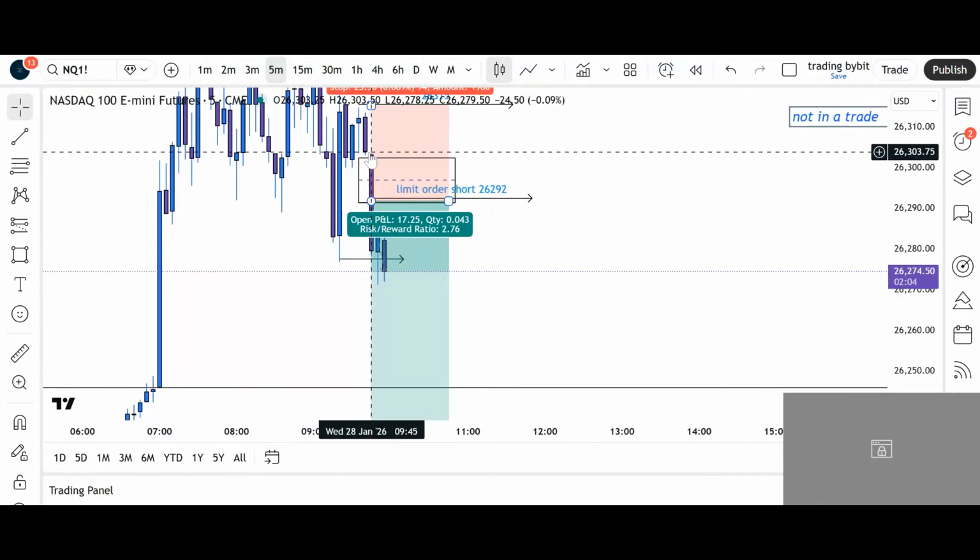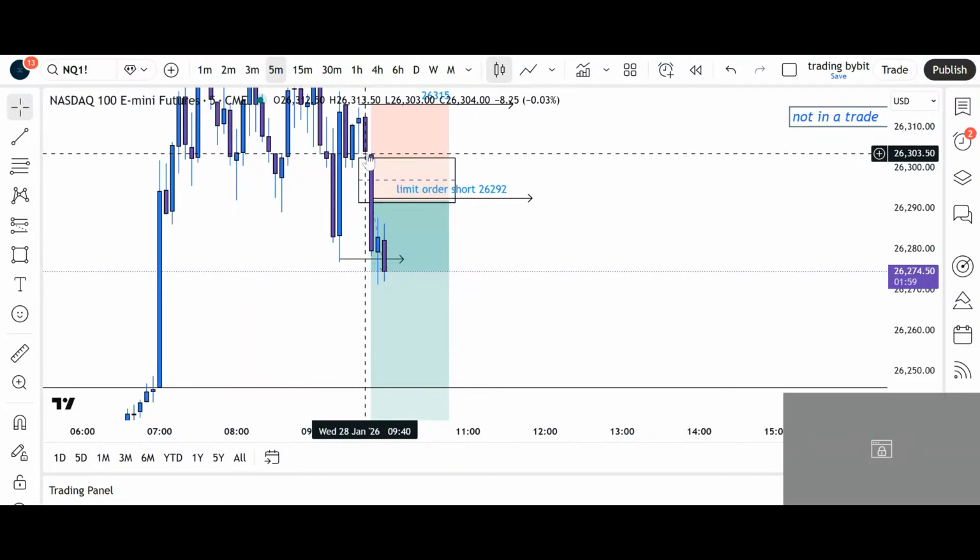Because we have a small void right here, so if we want to retrace, we can come all the way back up even to this level, to 303, 304.